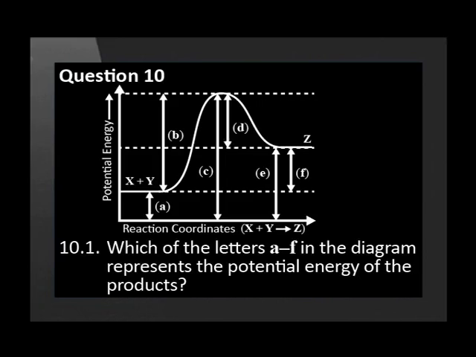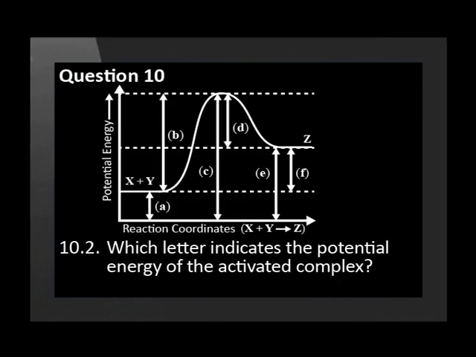In our last two questions, we will interpret given energy diagrams. You can also look at these diagrams in your series guide. Which of the letters A to F in the diagram represents the potential energy of the products? Which letter indicates the potential energy of the activated complex? Which letter indicates the potential energy of the reactants?